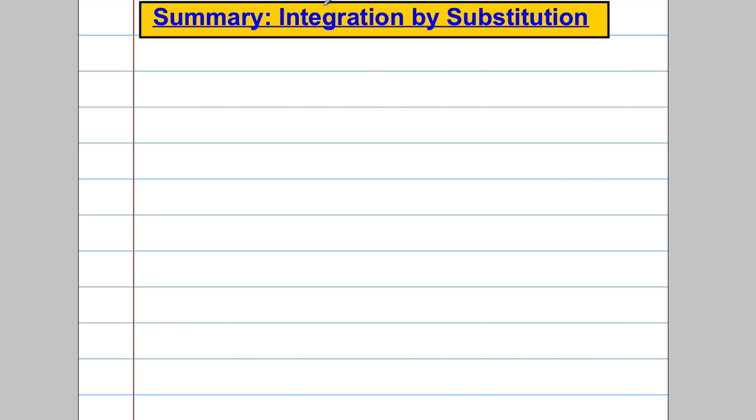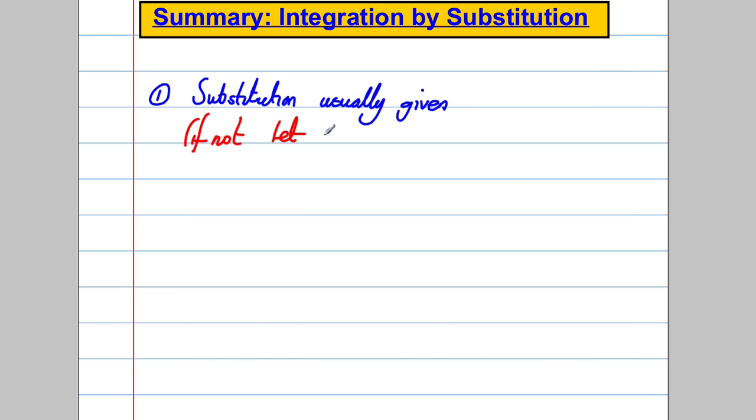So all I'll say about integration by substitution is that, one, the substitution is usually given. And if not, let u equal the complex x function, the complicated bit of the x function.